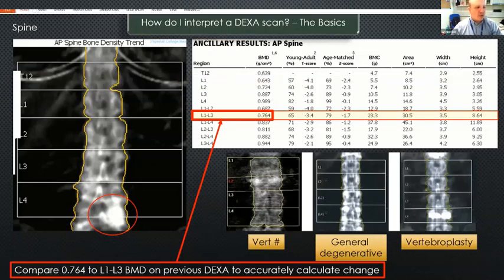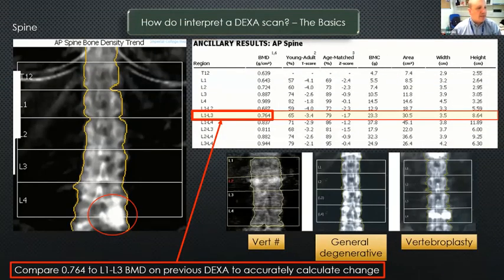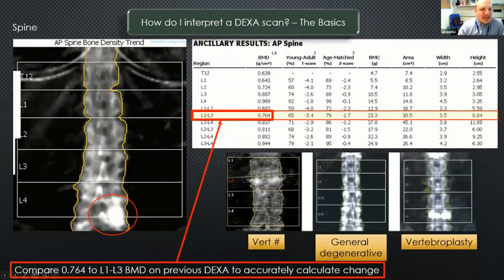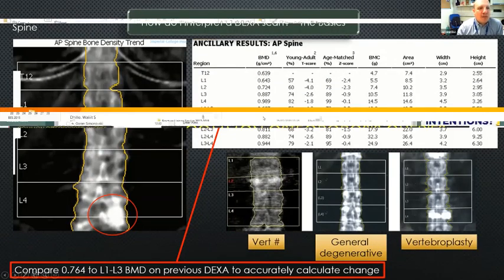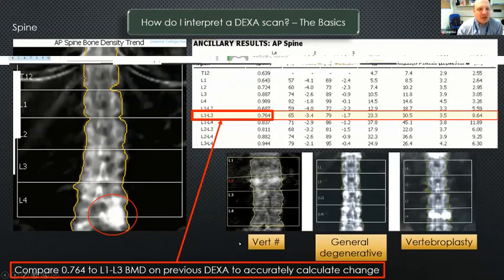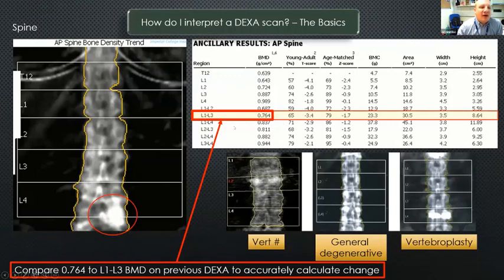how can I compare it to a previous DEXA the patient had? So what you have to do here is you probably have to do a manual calculation, because the computer will automatically do one on L2 to L4, but it won't do one on L1 to L3. So you can just take the raw number here, which is 0.764, and compare it to the L1 to L3 on the previous scan and work out the percentage difference by taking one away from the other and then dividing it by the first, the prior L1 to L3 bone density. Then you get the true change in bone mineral density in that section.